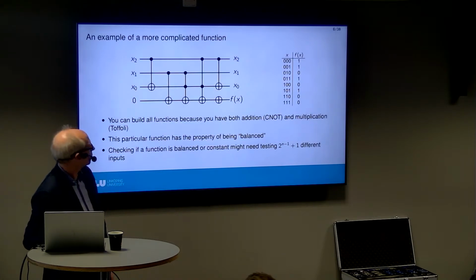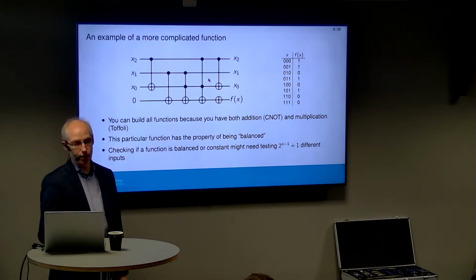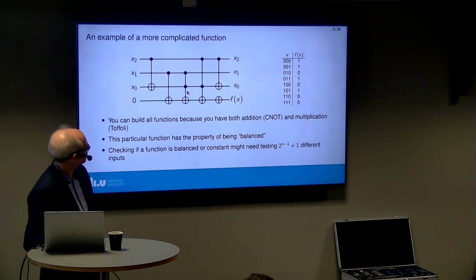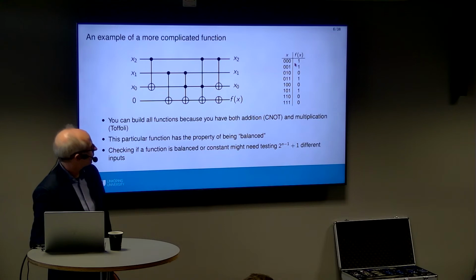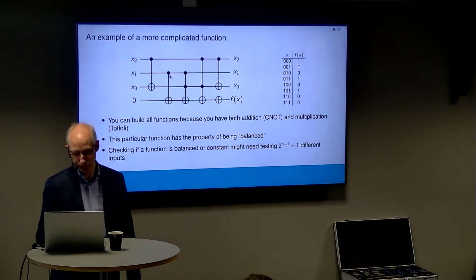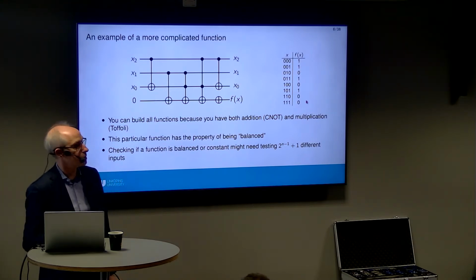If you want to build a complicated function, you can do that procedurally by just combining the gates that you have. Addition and multiplication gives you standard arithmetic. So this function here with these patterns of 1s and 0s can be built like that. Okay, there's a procedure to produce this. This particular function has the property of being balanced. There are equally many 1s and 0s here.